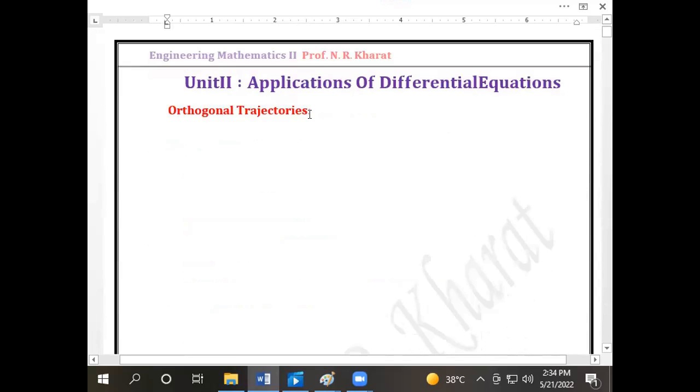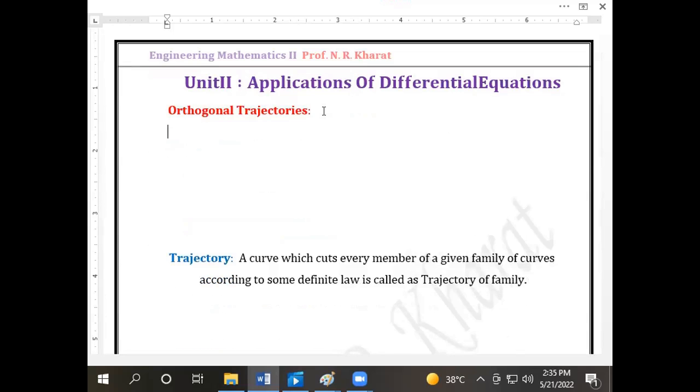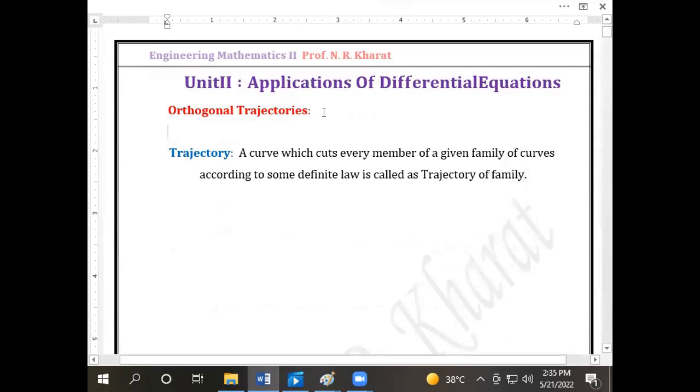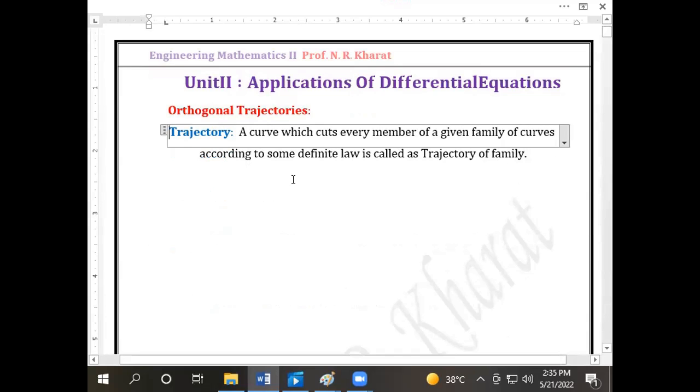If two curves intersect each other in a specific rule or some definite law, then a trajectory is formed, and such a concept is said to be the trajectory. Two different curves are intersecting each other according to some definite law. This concept is said to be the trajectory of families.